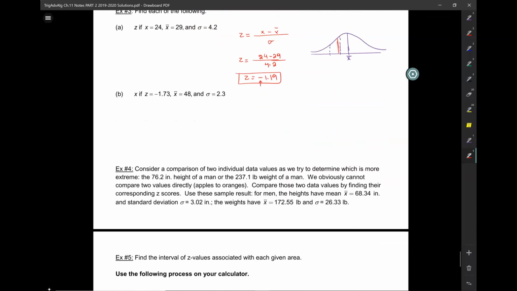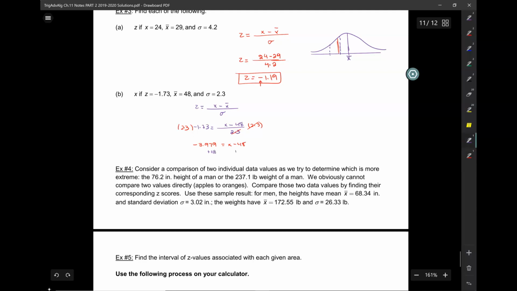All right, let's take a look at this one here. Now we want x, and we've got everything else. So again, we start with our cute little formula. All right, so what do we have here? z is negative 1.73, and that equals x minus x bar, 48, over 2.3. So I'm going to multiply both sides by 2.3. So x minus 48 is negative 3.979. Go ahead and go to some more decimal places here.